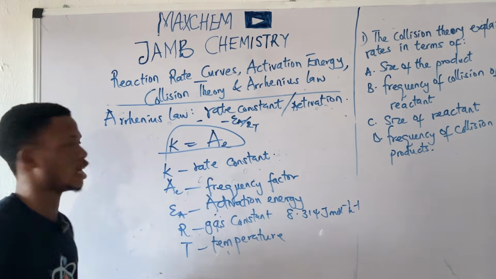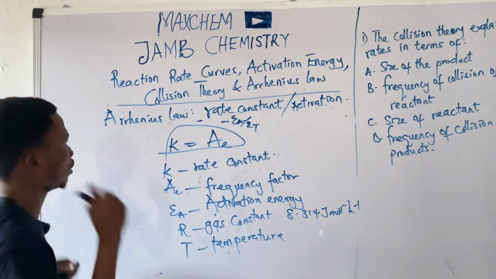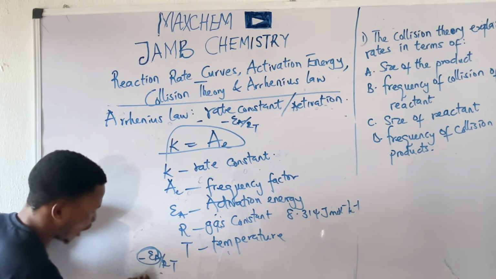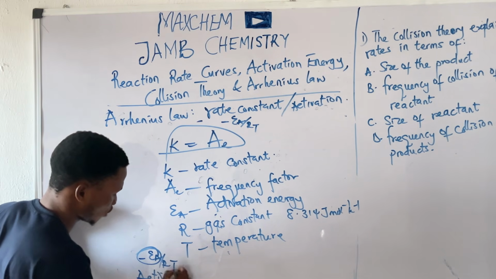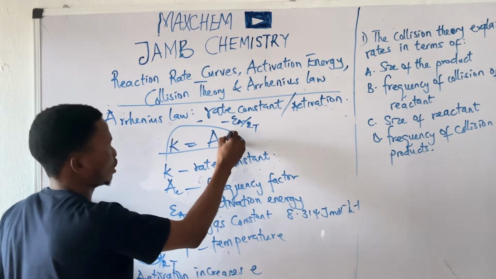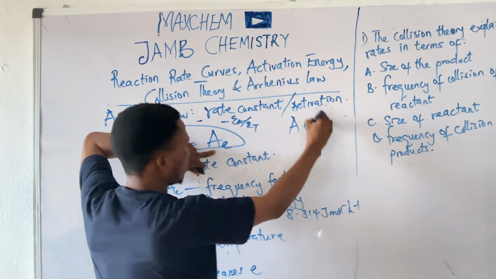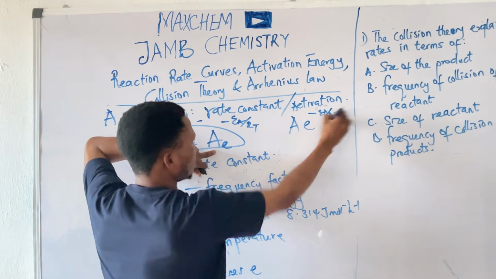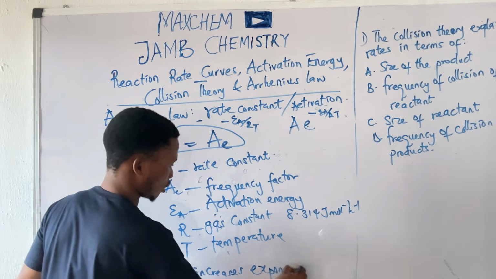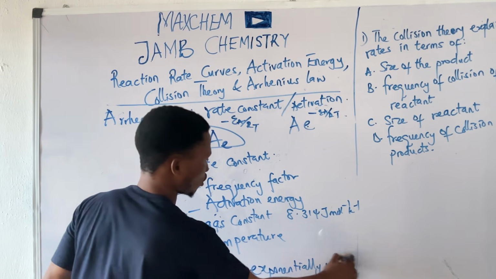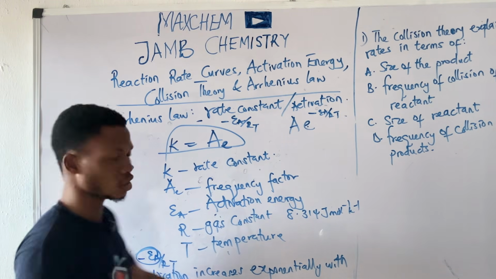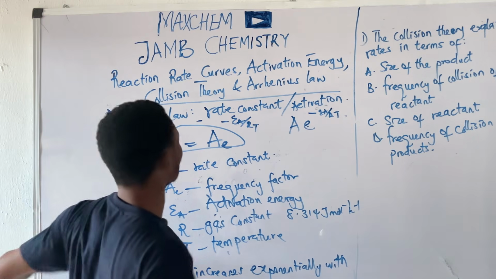This shows that, look at this, we have Ea over RT. So that means the rate increases exponentially. That is exponential, that is, let's have A e raised to the power over RT. So the rate increases exponentially with temperature. That is our Arrhenius law.